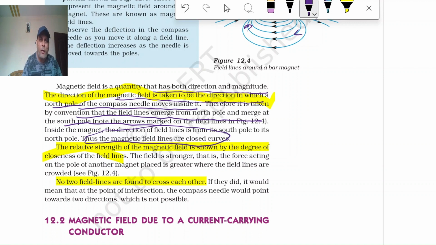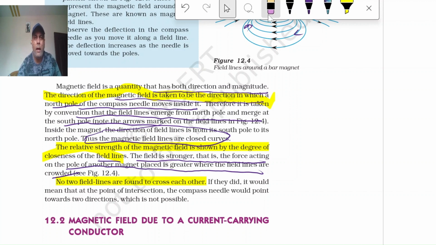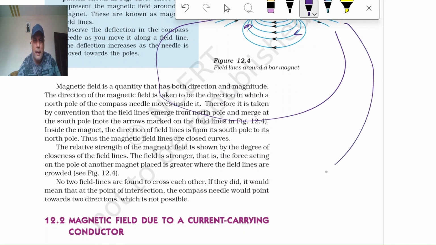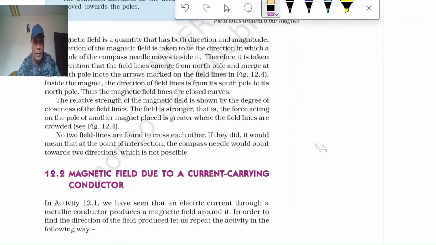The relative strength of the magnetic field is shown by the degree of closeness of the field lines. Where the field is stronger, that is, the force acting on a pole placed there is greater, the field lines are crowded. So what we are trying to say is that the intensity of the field lines will be high near the magnet, and as we go to a distance, the intensity will be less. Yes, definitely, because it covers a larger distance, but the line count will be the same.